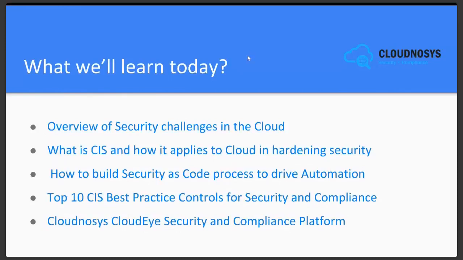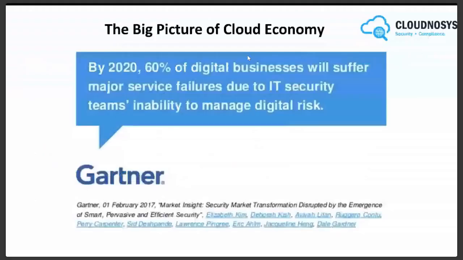Okay, so this is our agenda, and we're going to proceed forward with that. So let's talk about the big picture in a cloud economy. According to Gartner, there are two specific core statements. One is that by 2020, 60% of digital businesses will suffer major service failures due to IT security teams' inability to manage digital risk.